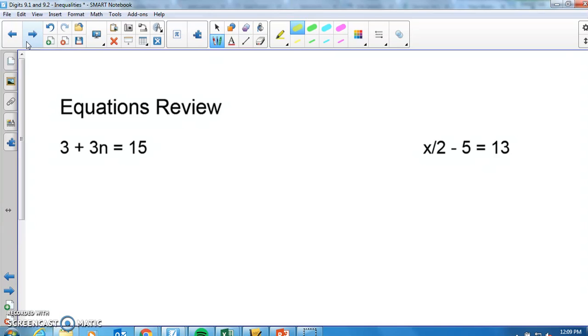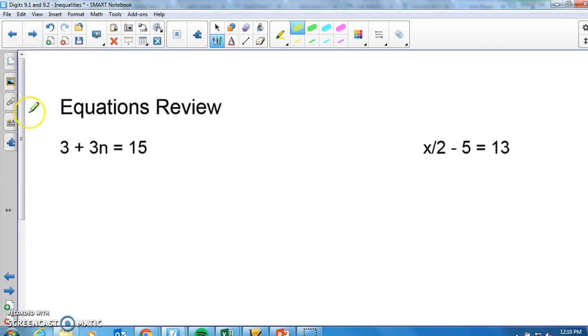Before we get started, let's do a quick review on equations. Remember, we work with one-step equations and two-step equations. Our goal is to solve for the variable, and solving equations is going to be the same thing that we do to solve an inequality, but instead of having an equal sign, it's going to have a greater than or less than sign, or greater than or equal to sign, or less than or equal to sign.